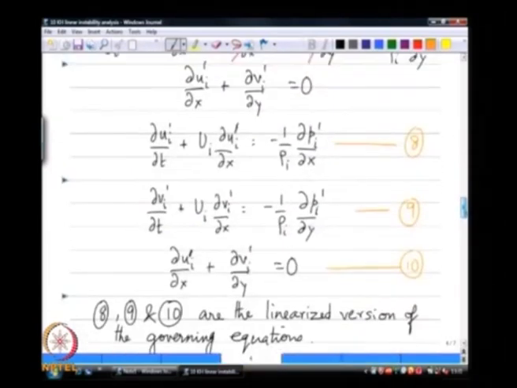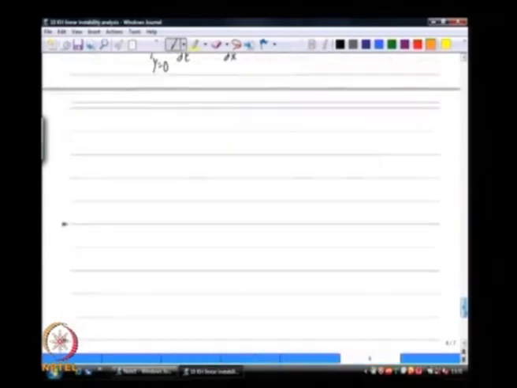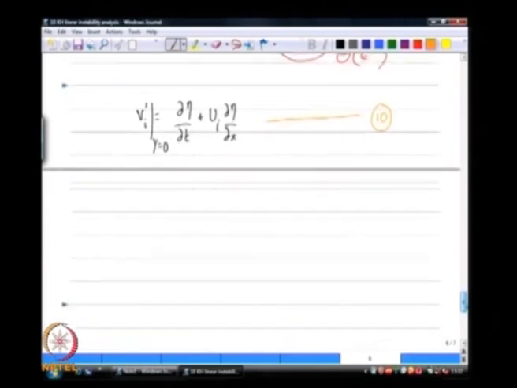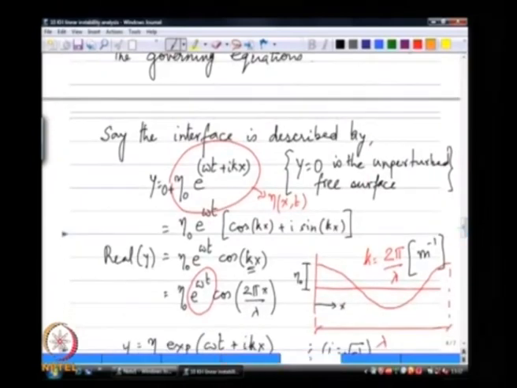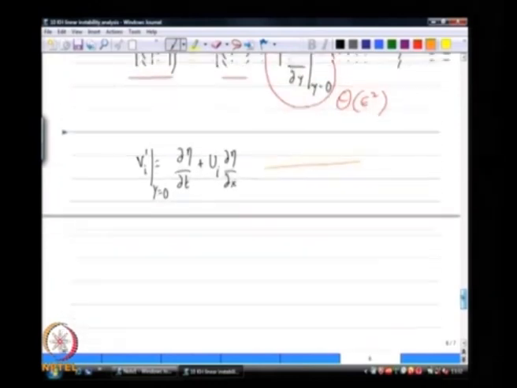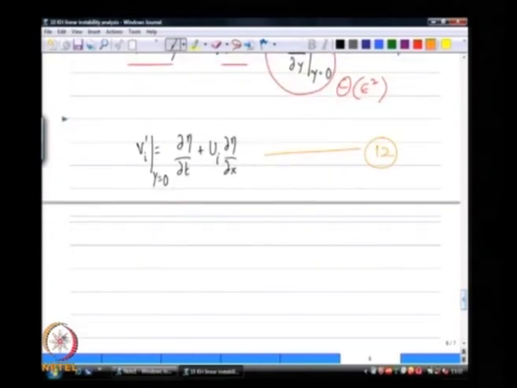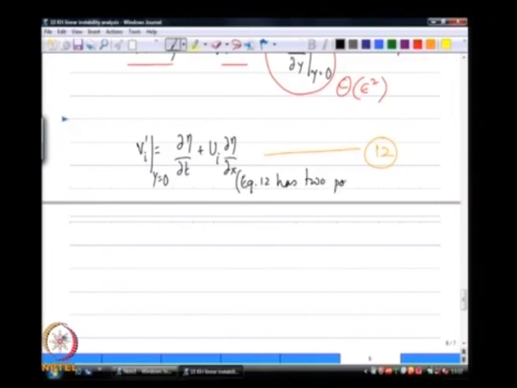So, we have the governing equations 8, 9, 10 to go with. I have this boundary condition 8, 9, 10 to go with that. I need this boundary condition, let us get to that. I need this free surface condition 11 and this condition 12. Now, mind you, equation 12 has two possibilities.